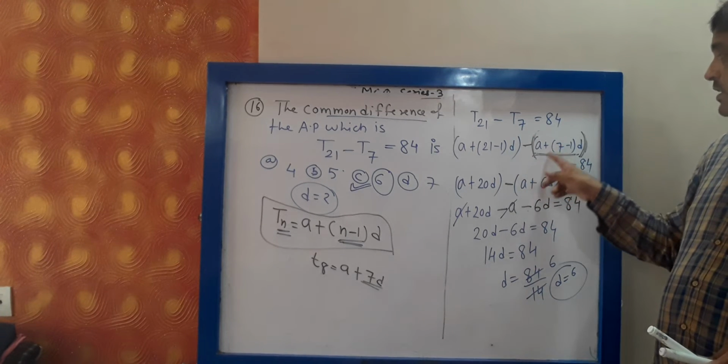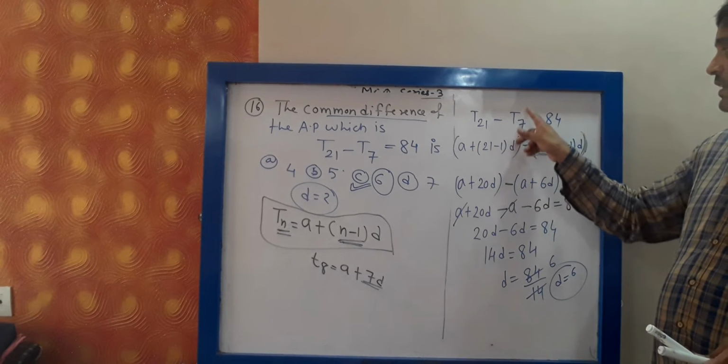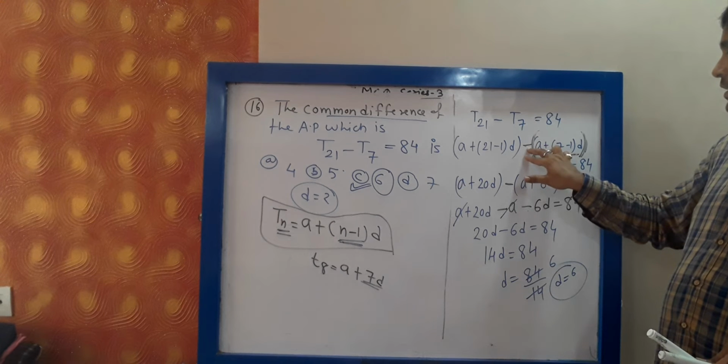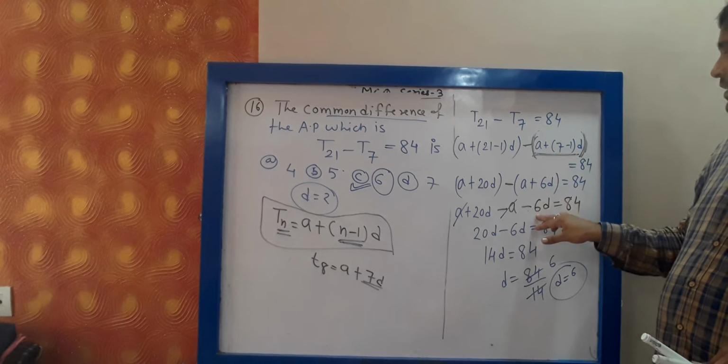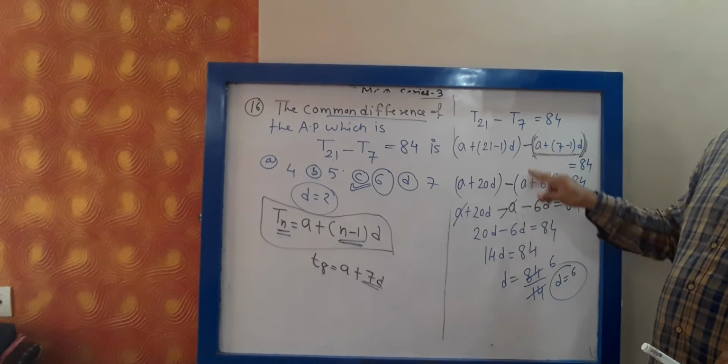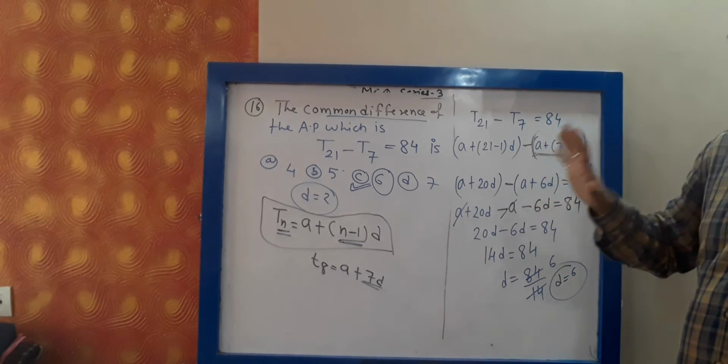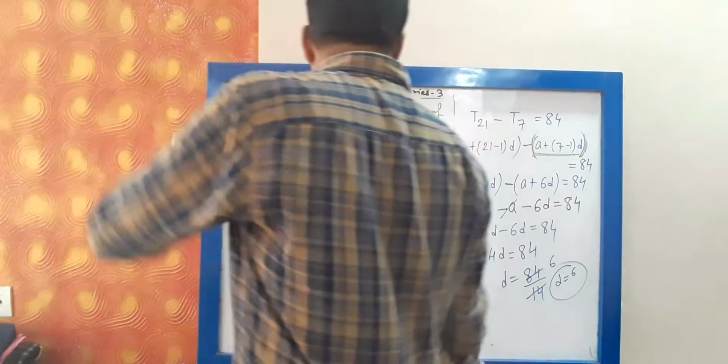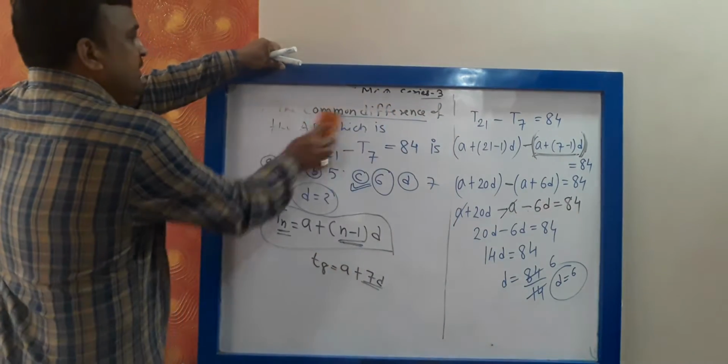If you are not using the bracket for the second term, T7, then you will be writing plus, and when you open the bracket it will be minus. So in this part you can make a mistake. So be careful. The second part should be written in the bracket.